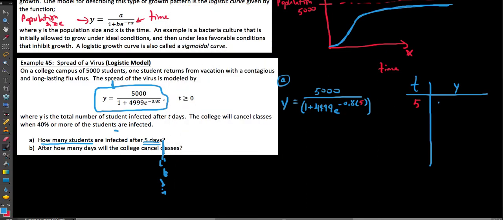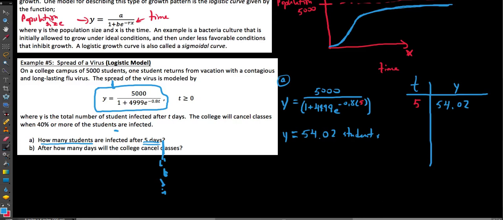I'm going to put that in this column, and I'm going to interpret my result as meaning that after about 5 days, we're going to have about 54.02 students that have come down with this long-lasting flu virus here. In this particular instance, it was really easy to plug in for t and solve for y because y was already by itself.